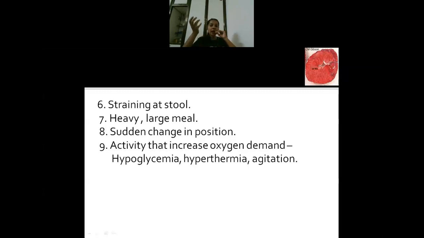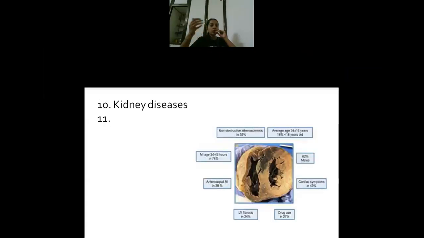Then certain conditions where the demand of oxygen is more, like when you are having hypoglycemia, suddenly you can get MI, or when you have got very high fever. Okay, that also can trigger MI because what happens is the myocardial oxygen demand will be more but supply will be less. Okay, so those are the main precipitating factors or triggering factors. Even when you are having certain kidney problems, that also can trigger MI.